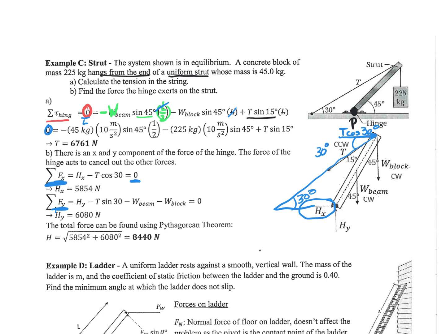But I want to make sure you understand that I've got it pointing in the wrong direction. It is actually pointing this direction, isn't it? Because T goes back this direction, right? So this is positive and this is negative. Thus, H of x minus T cosine 30 equals 0.